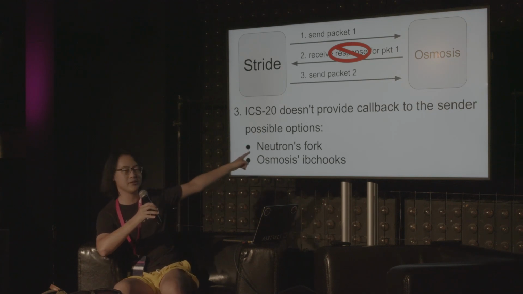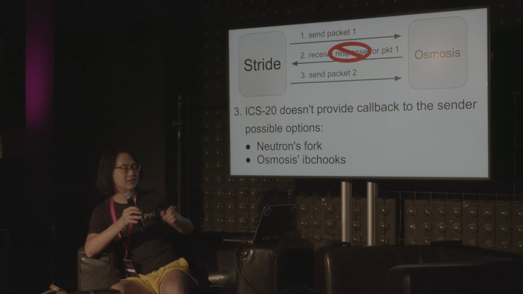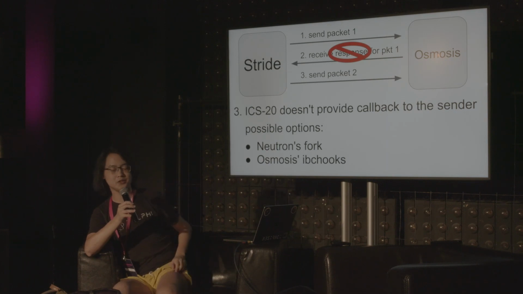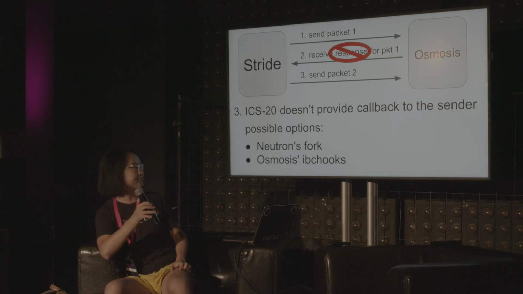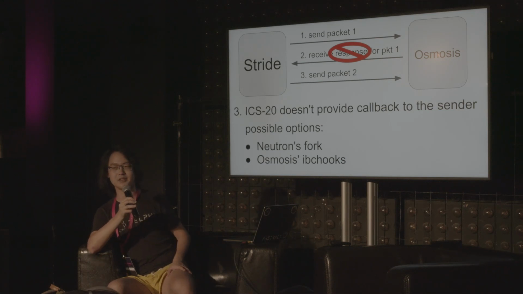We have seen a few attempts to fix this. For example, Neutron made a fork of the ICS-20 module to add the callback capability. Osmosis created a new module called IBC hooks that just add this thing. So if you're on Neutron or Osmosis, you can probably use their thing, but if you're building on any other chain, you're outside.